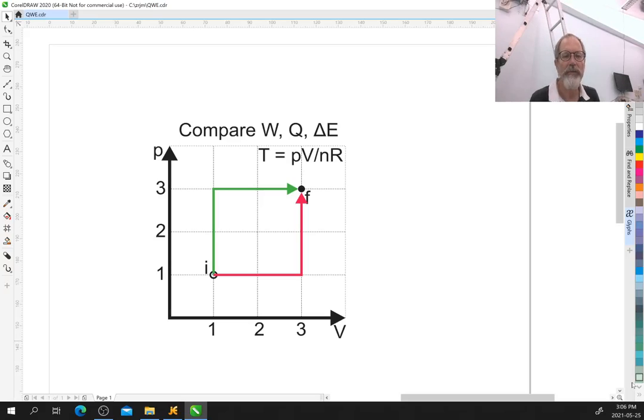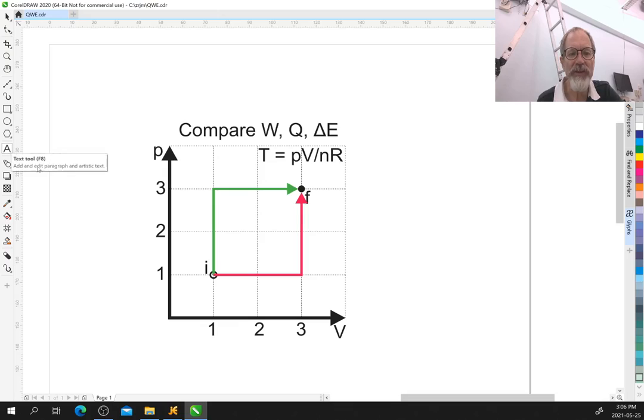Okay, I want to take a little bit of time to look through this PV diagram for ideal gases, talking about how work, heat, and the change in thermal energy relate to each other. For the case of this example, what I'd like to do is assume that nR equals 1. Okay? Let's assume that nR equals 1.